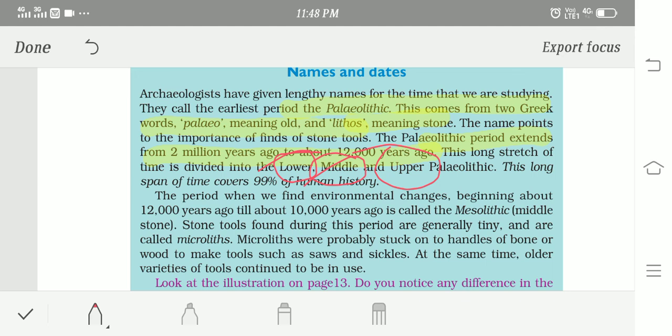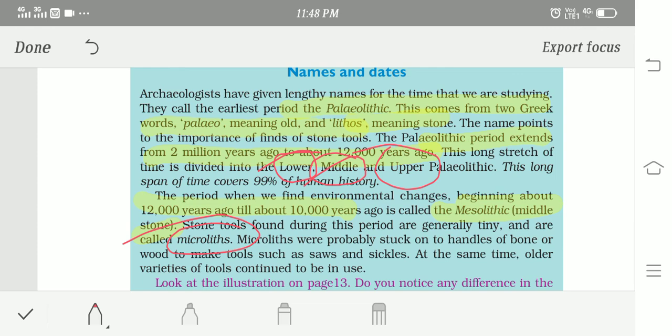Now after that we have the Mesolithic. This is called the middle stone age, and at this time environmental change is the main feature. Its time is 12,000 years ago to 10,000 years ago. The stone tools found during this period were generally tiny, meaning micro tools were very famous at this time. These are called microliths. Microliths means small tools made of stone.